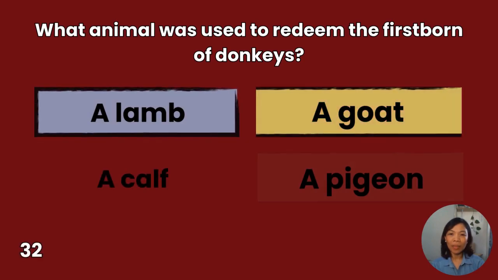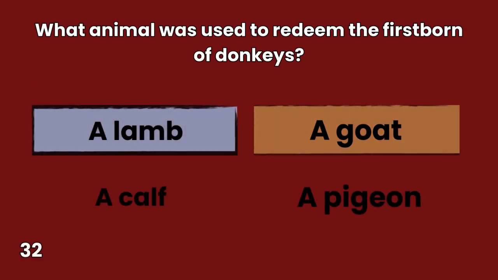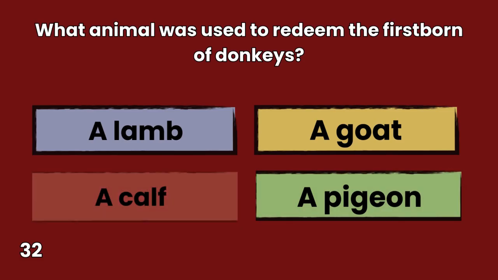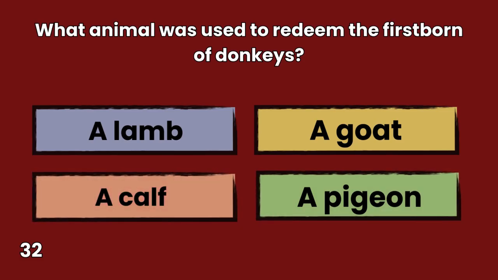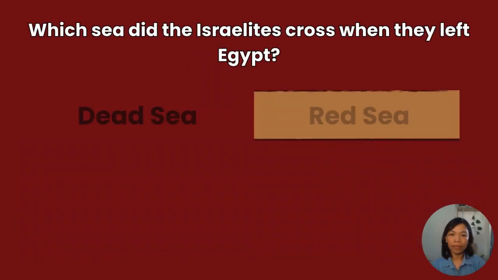32. What animal was used to redeem the firstborn of donkeys? A lamb, a calf, a goat, a pigeon. You have 10 seconds to answer. The answer is a lamb, Exodus 13:13. But every firstborn of a donkey you shall redeem with a lamb, and if you will not redeem it, then you shall break its neck, and all the firstborn of men among your sons you shall redeem.